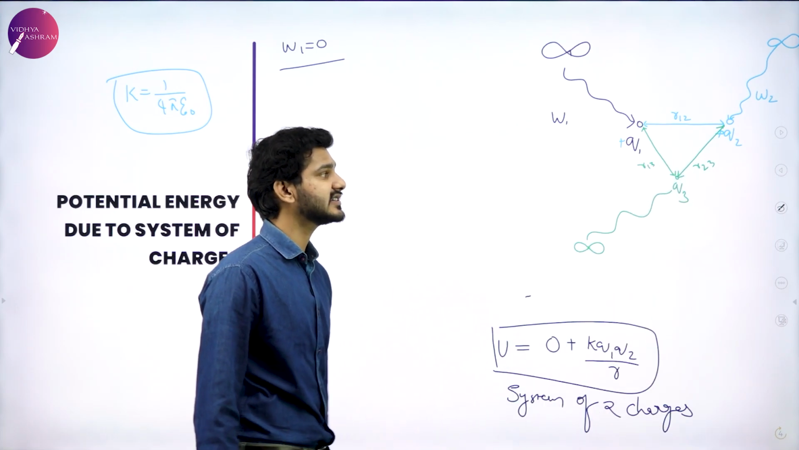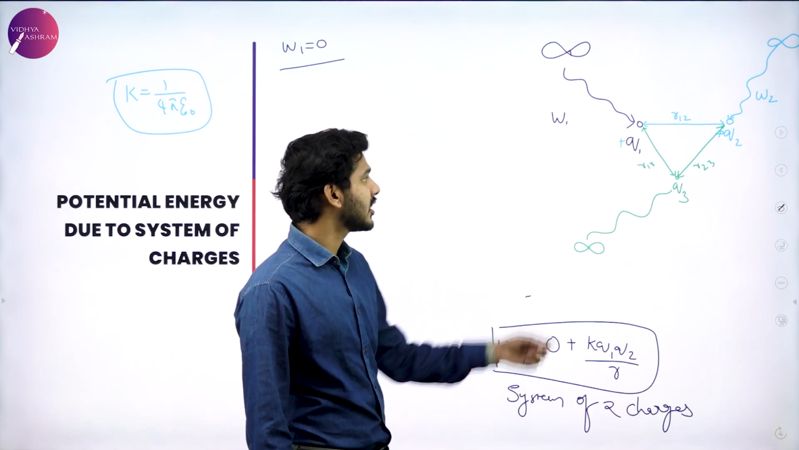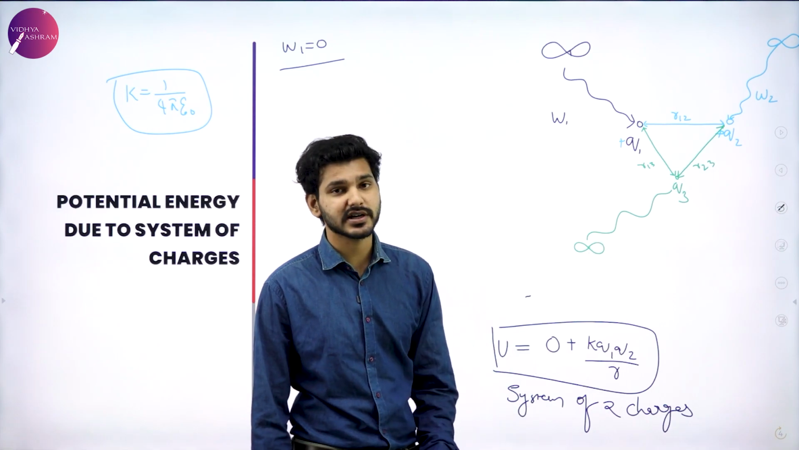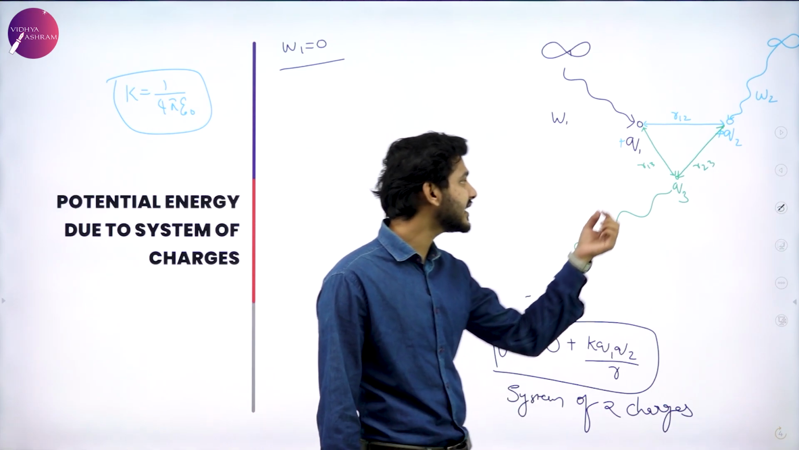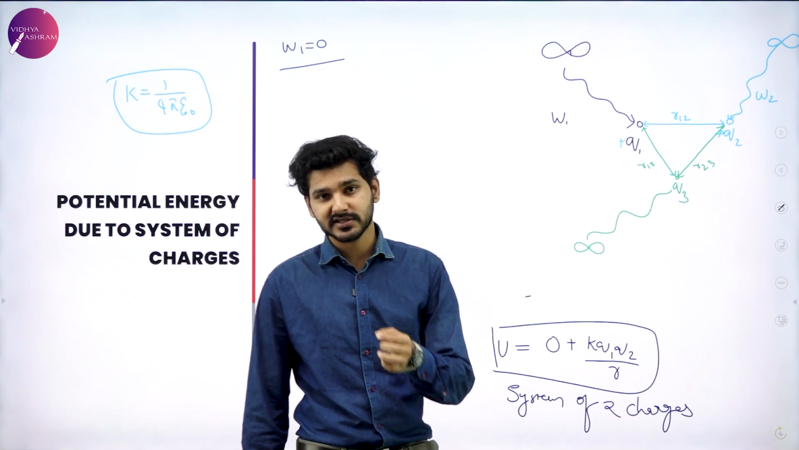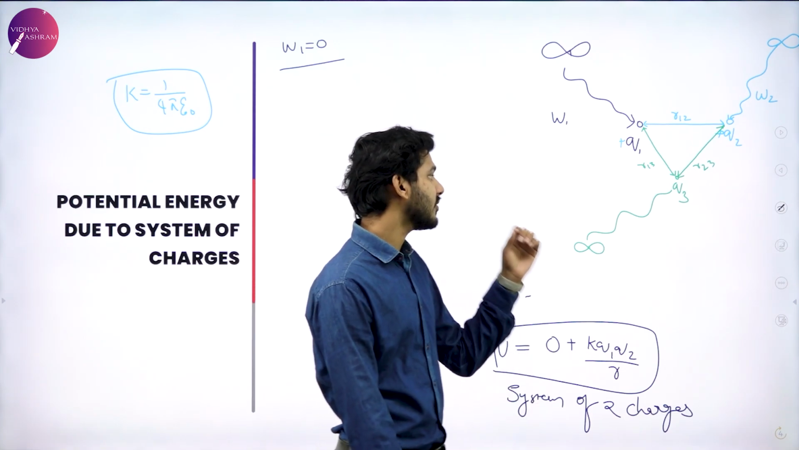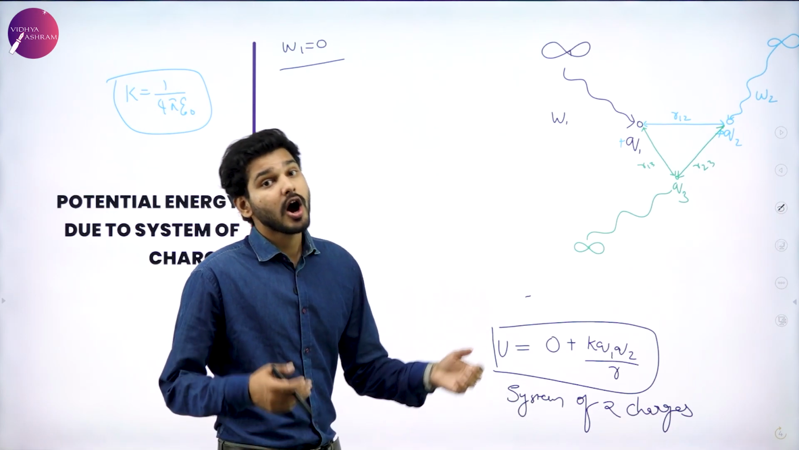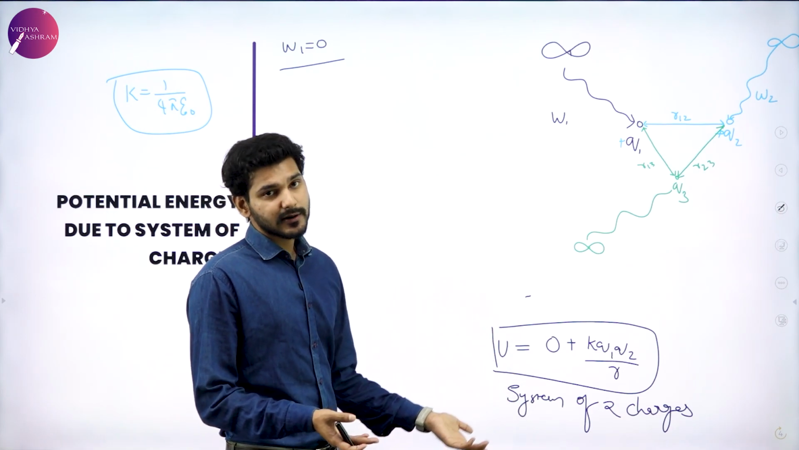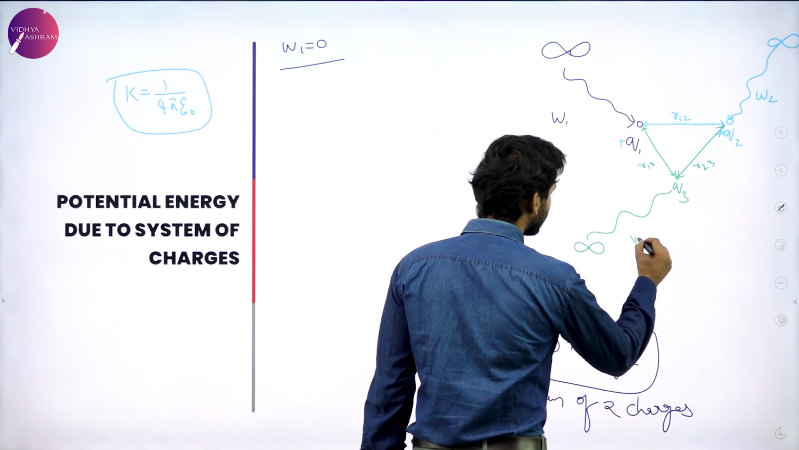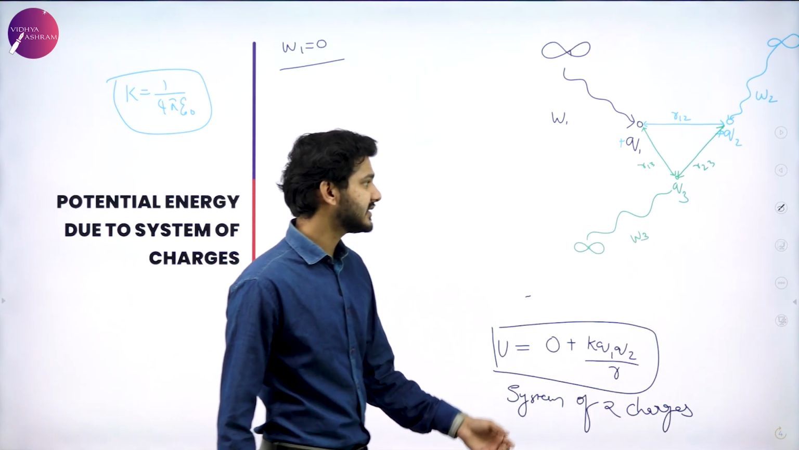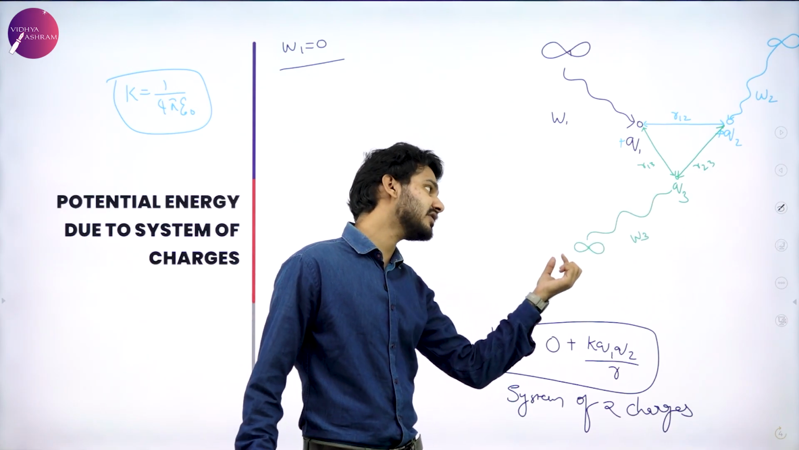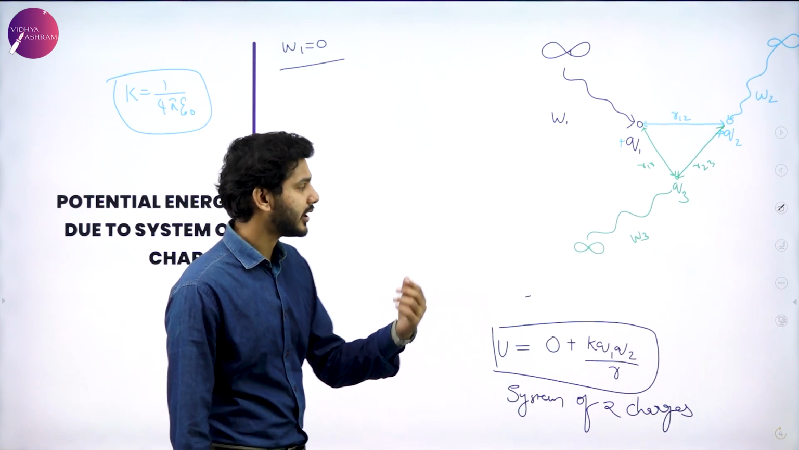So we have a system of three charges, Q1 and Q2 separated by a distance of R12, Q1 and Q3 separated by a distance of R13, and finally Q3 and Q2 separated by a distance of R23. So what will be the net potential energy of these three charges? Obviously it will be the net work done. So we are going to calculate W3. That is the work done in bringing the unit positive charge Q3 from infinity to that particular point.